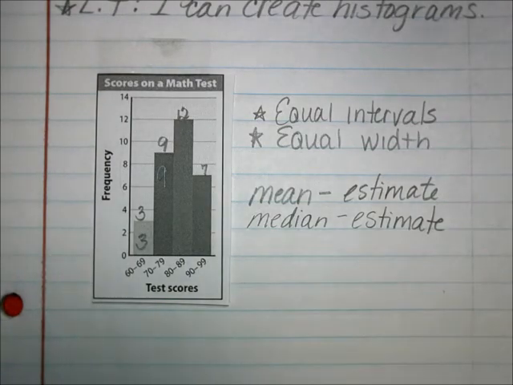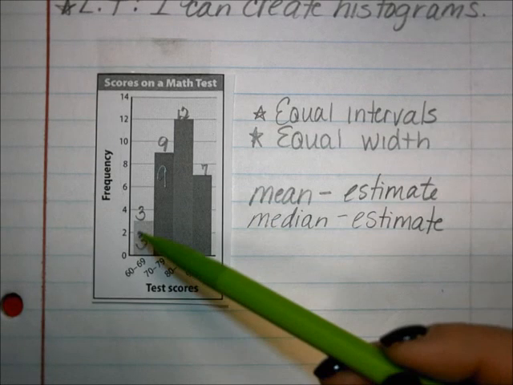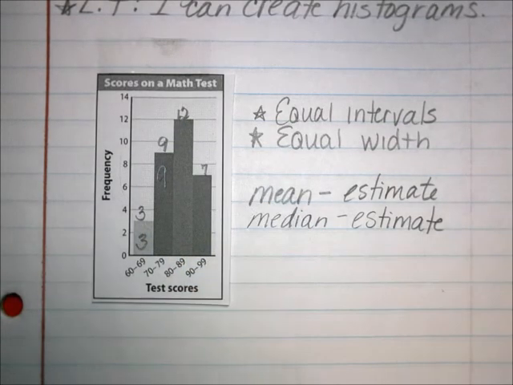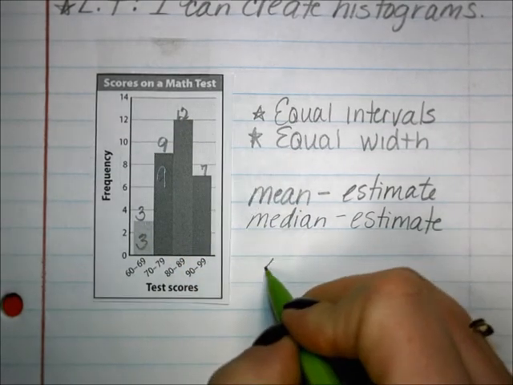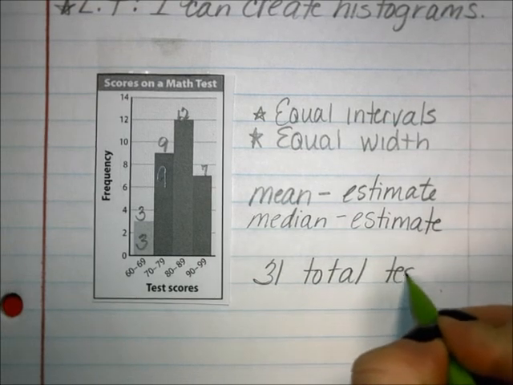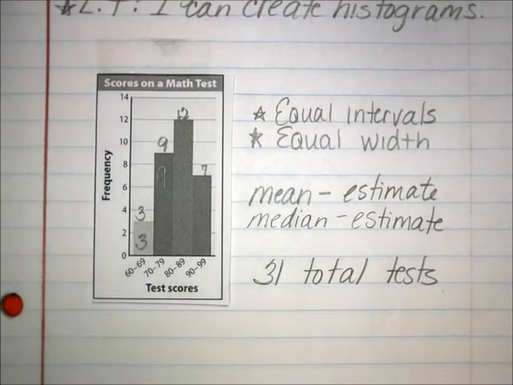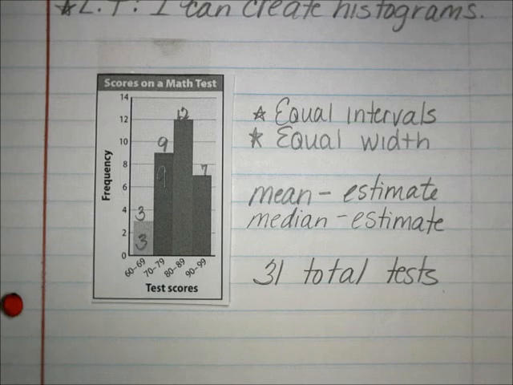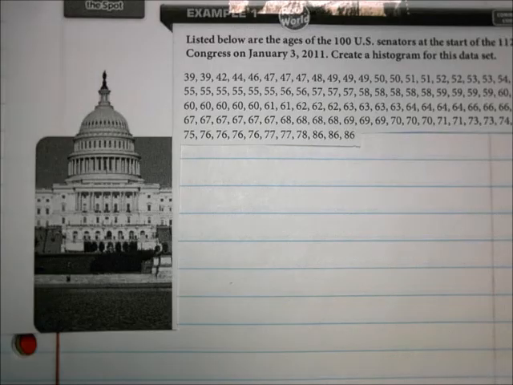Now, one thing that I can tell for sure from a histogram is how many tests were taken. I know that there were 3, 9, 12, and 7. And if I add those all together, I know that there were 31 total tests taken. So that is something that I can tell for sure from a histogram.